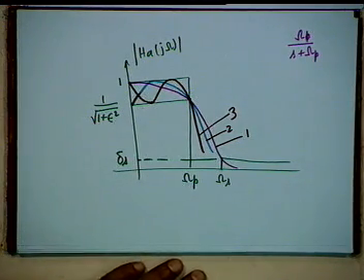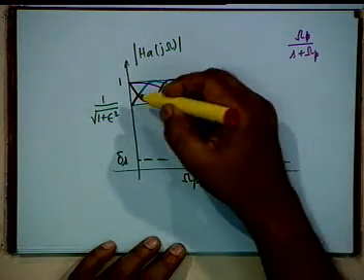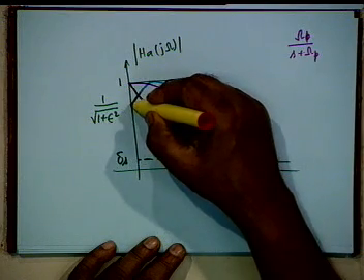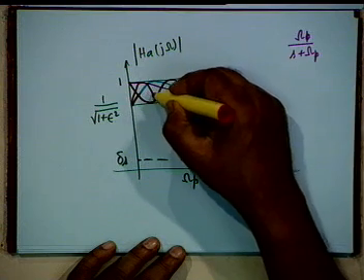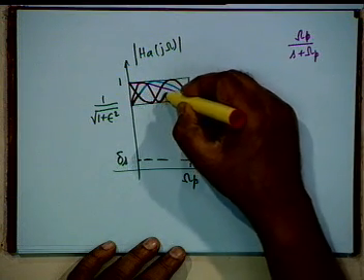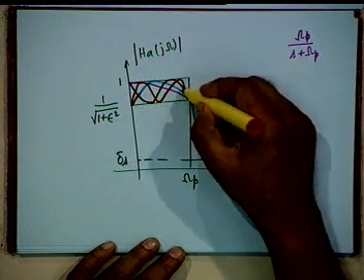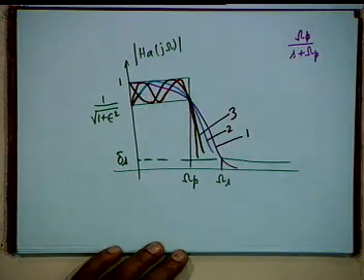So, shall we go through another? N equal to 4. N equal to 4, it must pass from here, then here, another maximum and so on. It has become a little congested.